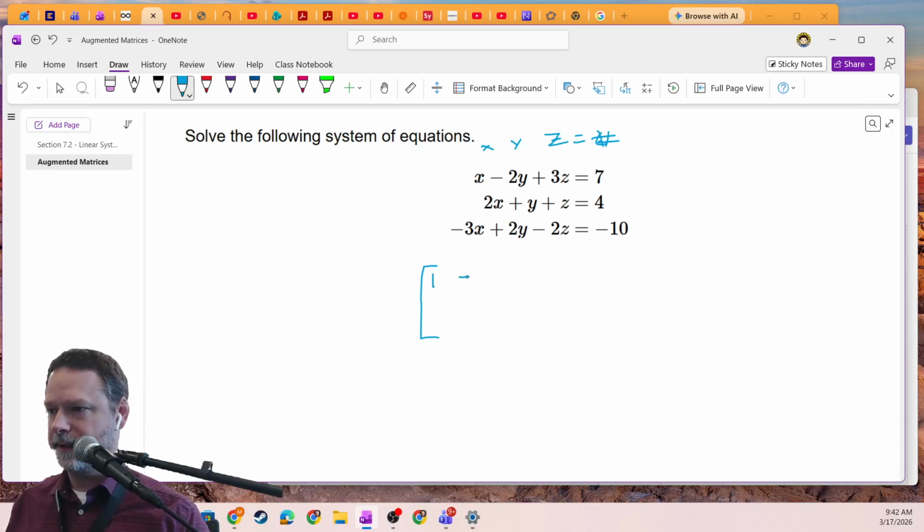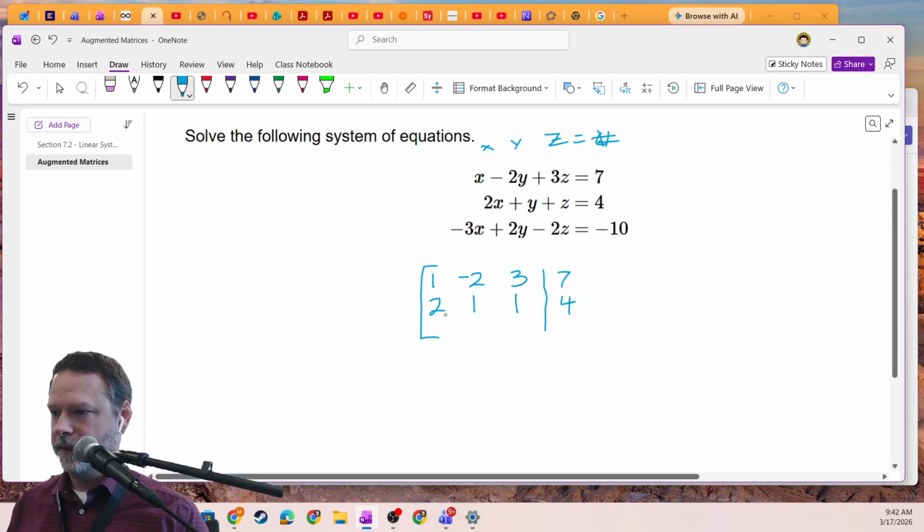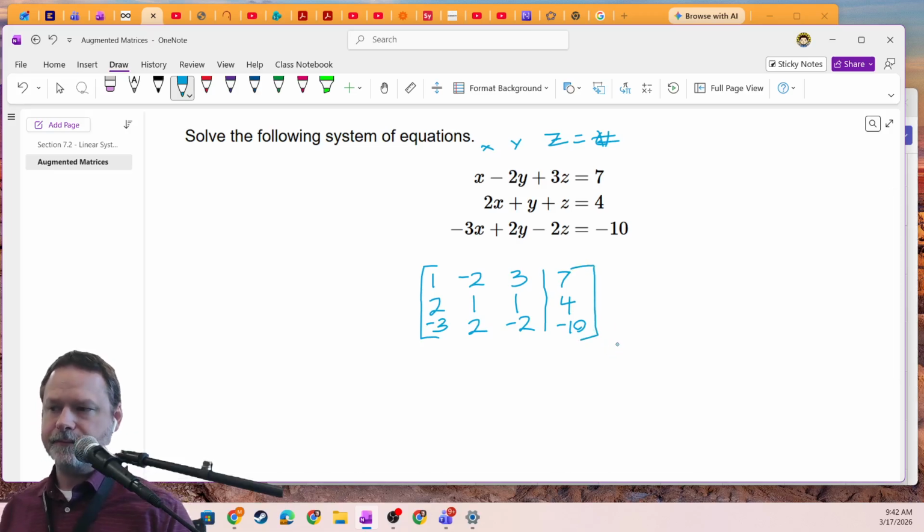1x minus 2y plus 3z equals 7. Then we have 2x plus 1y plus 1z equals 4. And then negative 3x plus 2y minus 2z equals negative 10. And I have made my augmented matrix. Now I want to play around with it, change things up.